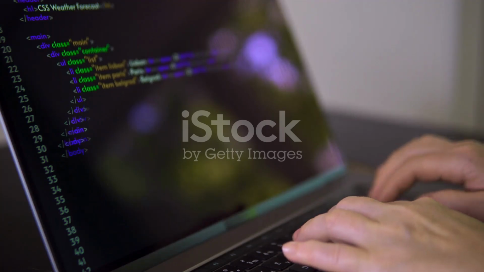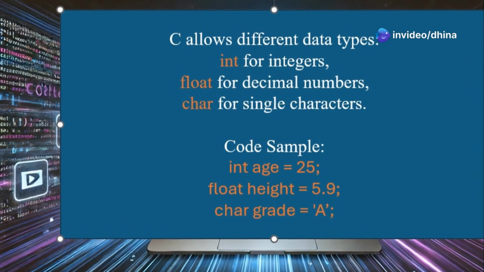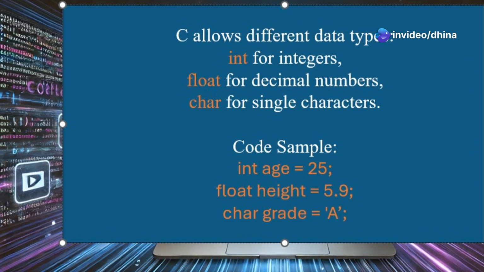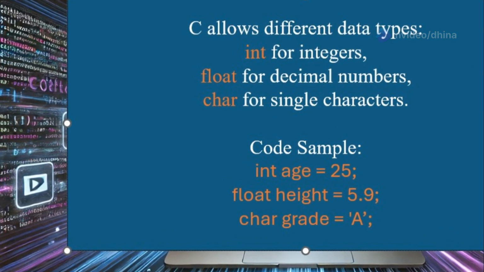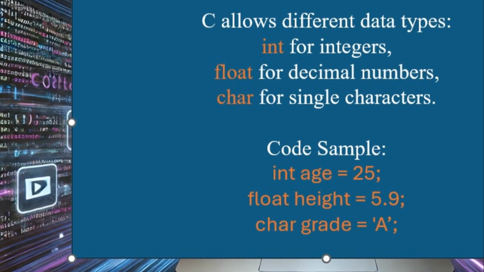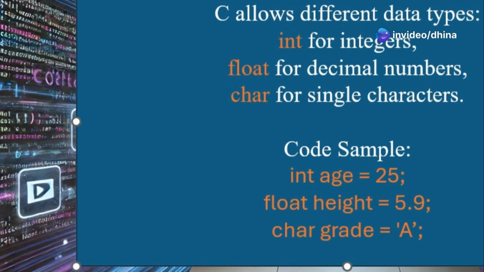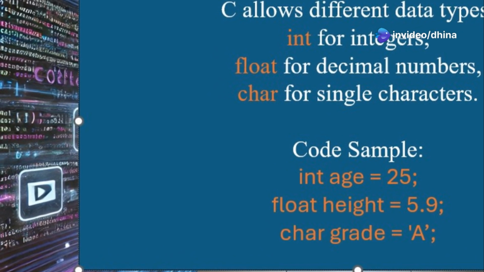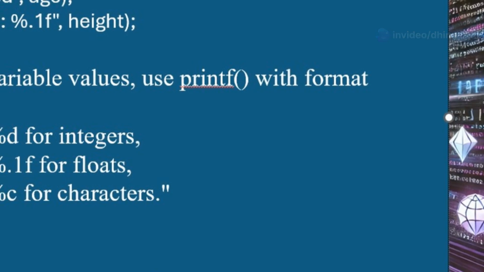C has different data types for different kinds of information. Some common ones are for whole numbers like 10, 25, or -5. These are called integers and are represented by the int data type. For numbers with decimals like 3.14 or -2.5, these are known as floating point numbers and are represented by float or double. For single characters like A or B, these are represented by the char data type.